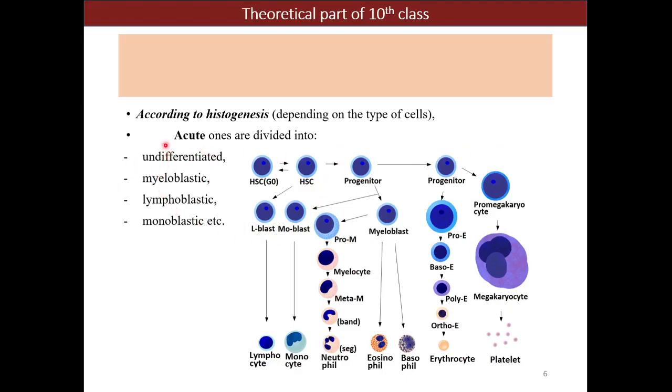And as subtypes of acute leukosis, you may see the undifferentiated type, when we see only progenitor cells in the bone marrow and peripheral blood. It is one of the most malignant types of leukosis. We may also see myeloblastic, lymphoblastic, and monoblastic forms of leukosis.